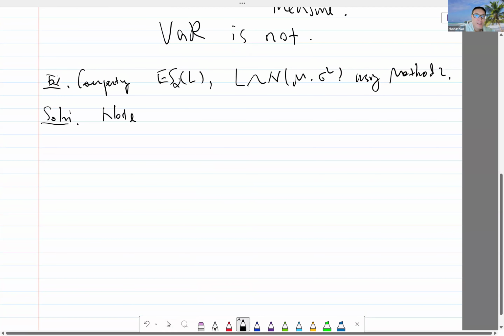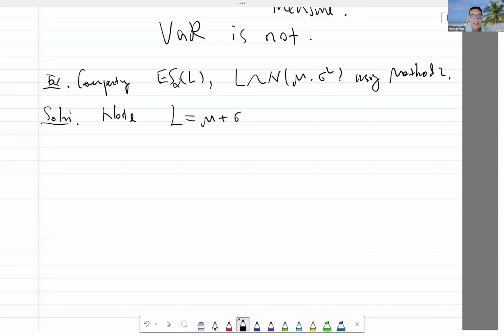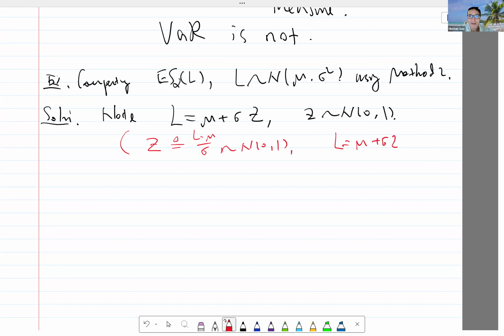Note, L is a normal distribution, so L can be written as mu plus sigma Z, where Z is a standard normal distribution. We talked about this in MTH 700, right? Mu, sigma, standard deviation, basic standardization, right? How do you prove this one? We have proved that you just define this one as L minus mu over sigma, right? We know standardization gives you standard normal distribution, right? Now, if you solve this out, you will have that L equals mu plus sigma Z, right? So how do you find Z? Z is just a standardization.